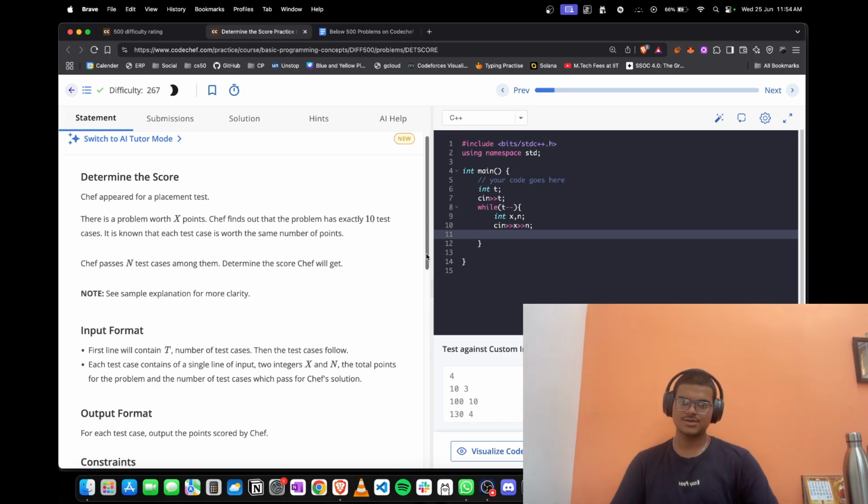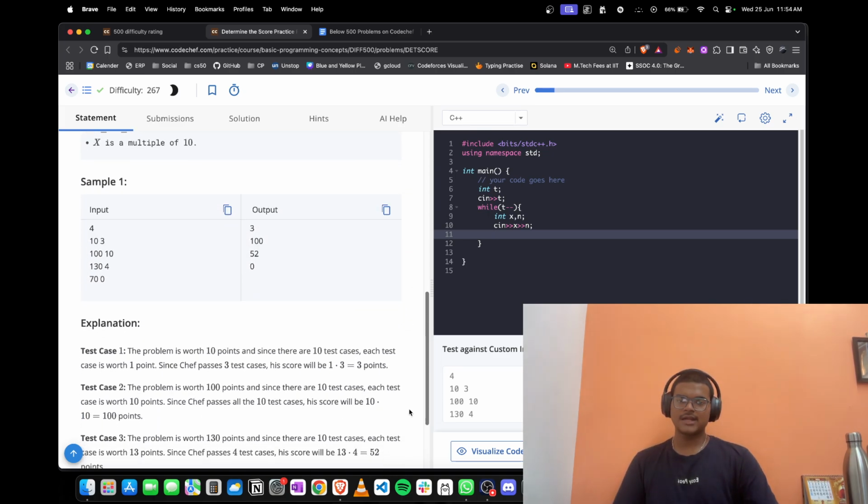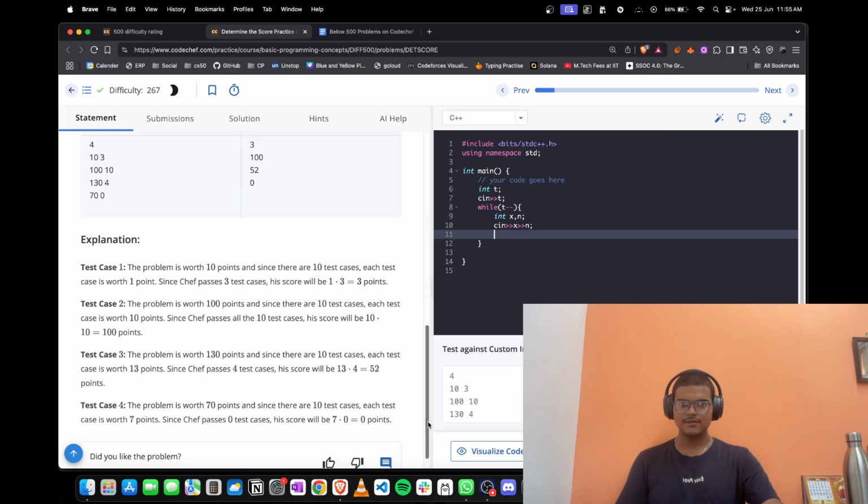Notes, sample explanation for more clarity. So the problem is worth 10 points since there are 10 test cases. They're dividing the problem, like here, the problem is worth 100 points, and there are 10 test cases. Then each test case will be 10 points. Basically, 100 divided by 10. And here, 130 divided by 10, 13 points. So we will divide x by 10 and then multiply it by n.